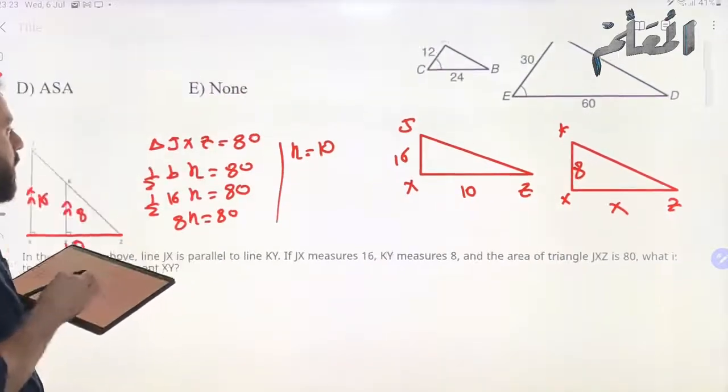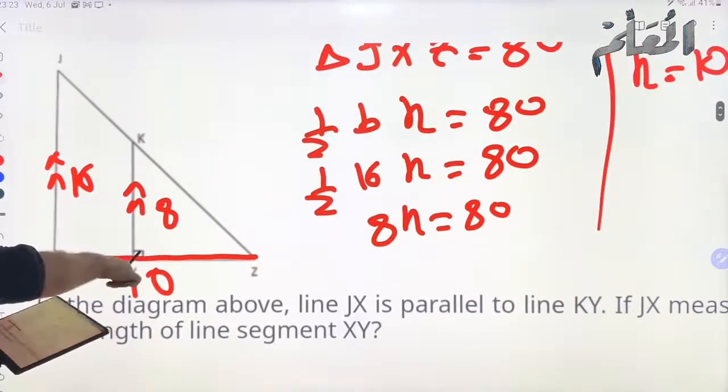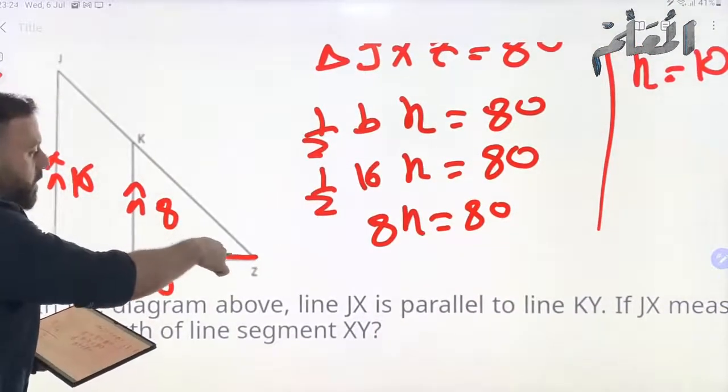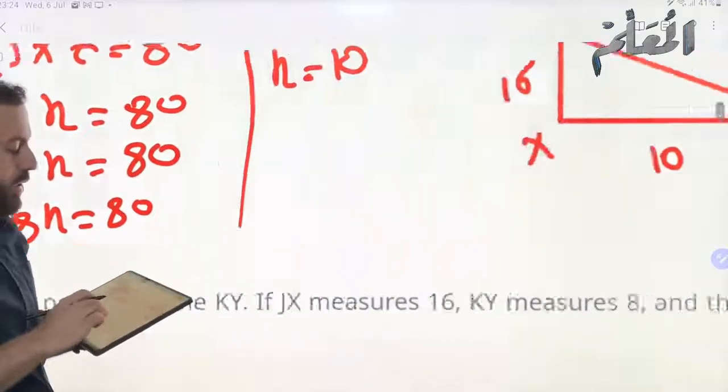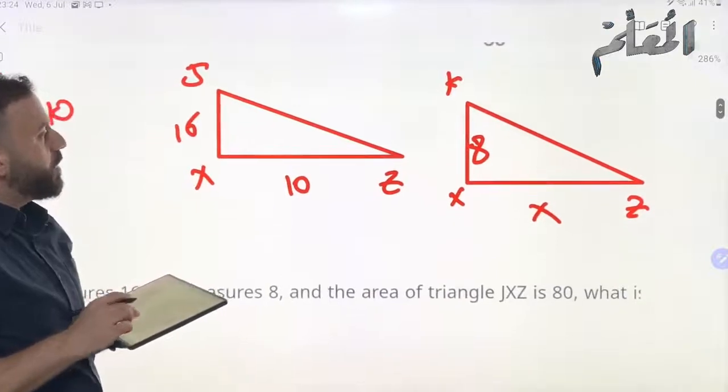So why are they similar, mister? Because of the angle postulate. So this is the first angle, 90, 90. And this angle, which is Z, is common for both triangles. So in this case, check. So we have two triangles here, as you can see.